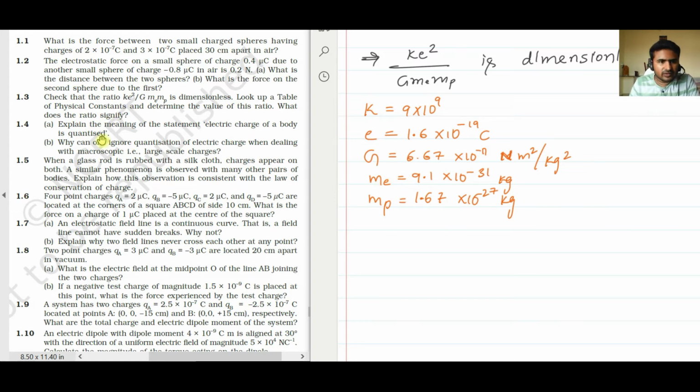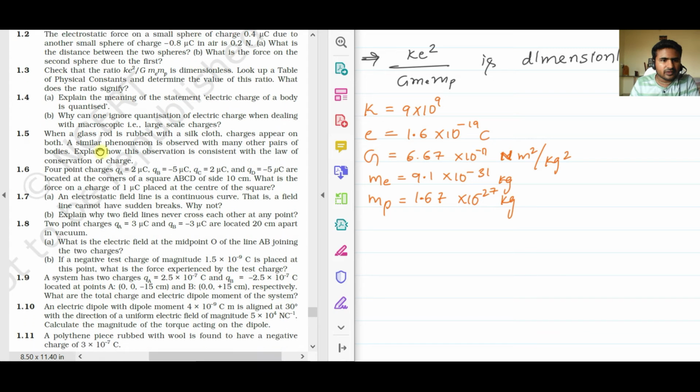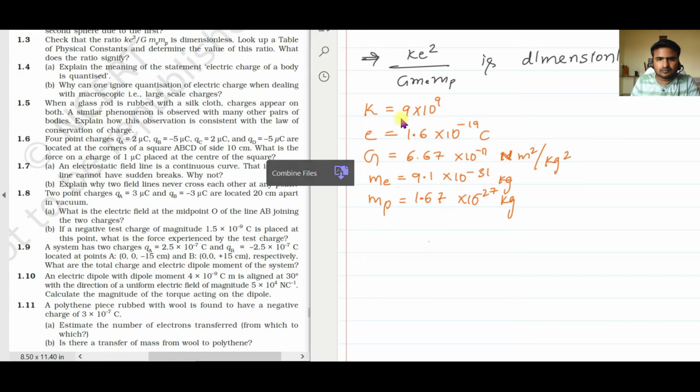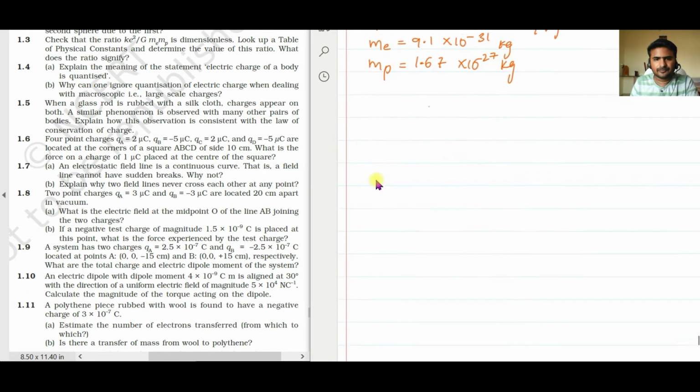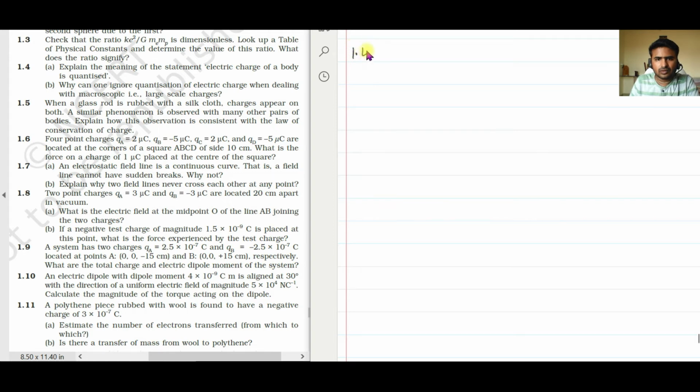So now we will move to the next question, which is question number 1.4. It says, explain the meaning of the statement, electric charge of a body is quantized. What do you mean by quantization of a charge? It means the total charge of a body is an integral multiple of basic charge. If I say the total charge of a body, I'm writing it as q net, that must be an integral multiple of basic charge.